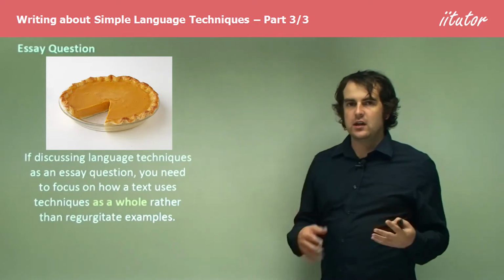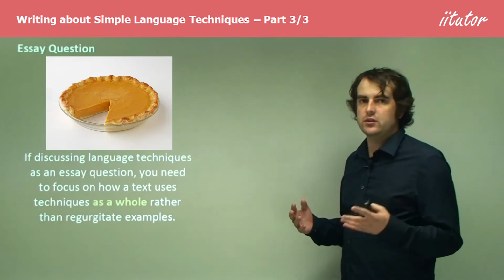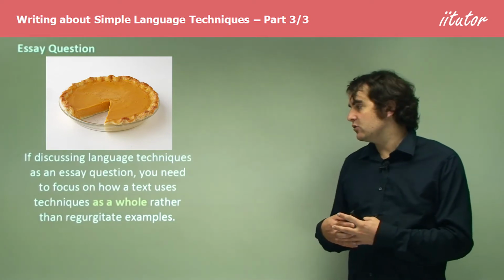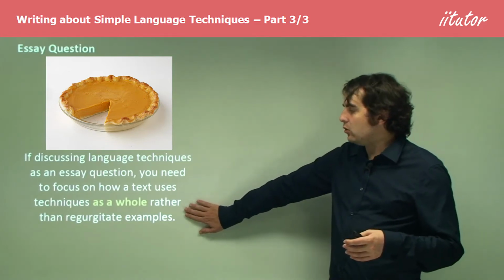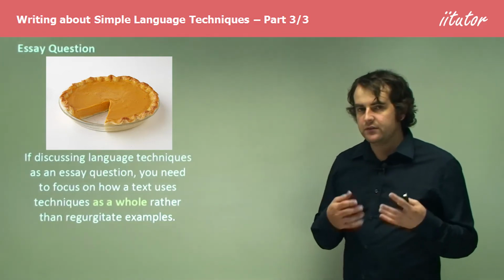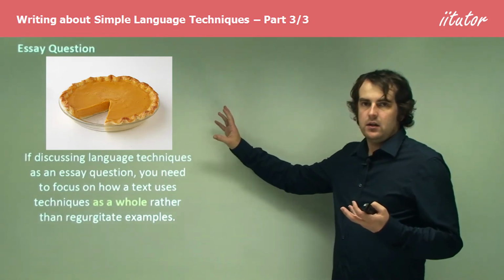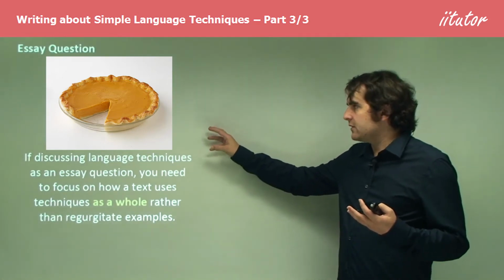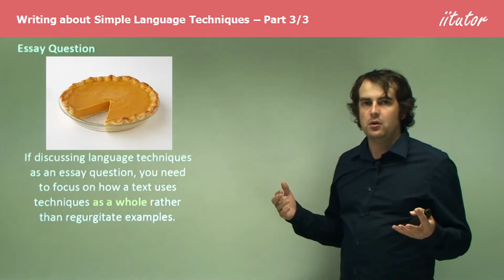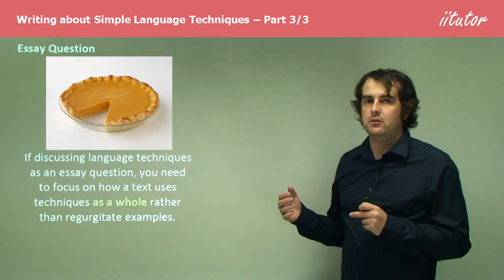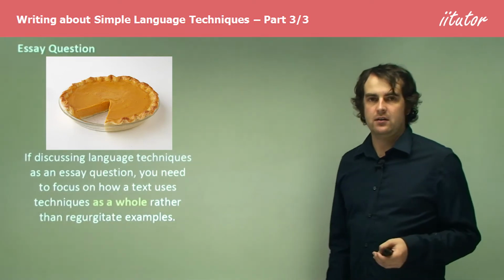Now, finally, if you get an essay question which asks you to discuss a language technique or a type of language technique, as a lot of essay questions do, then you need to focus on how a text uses techniques as a whole rather than just spew out a lot of different examples. So you need to think of it as a pie. As in, if you just list a couple of different techniques, then what you're doing is you're just saying that I've just discussed a part of the pie because I've used a couple of the techniques that were in the text and proven that yes, they're there, so therefore it must exist for the whole text.